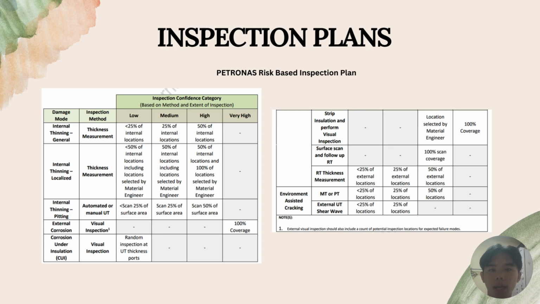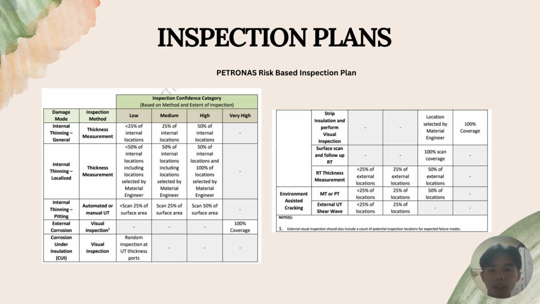I will be explaining the inspection plans of RBI in piping systems. An inspection plan is critical to prioritize the inspection efforts based on the potential risks and impacts of failures. This approach allows for a more efficient allocation of resources by focusing on areas that pose the highest risk to the piping system integrity and safety.